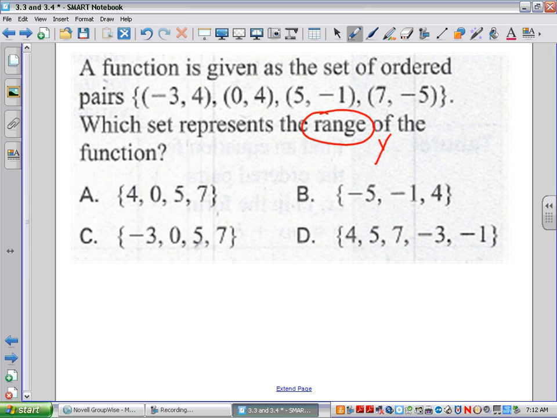Range are the y values or y coordinates. I will circle the y coordinates. You have a 4, another 4, so we have a repeat. This -1 and that -5. Well, don't list the repeat. Which set, which choice would be a 4, a -1, and a -5? Well, again, without the repeat, and that would be answer B. So make sure you know the definitions of domain and range. One more.